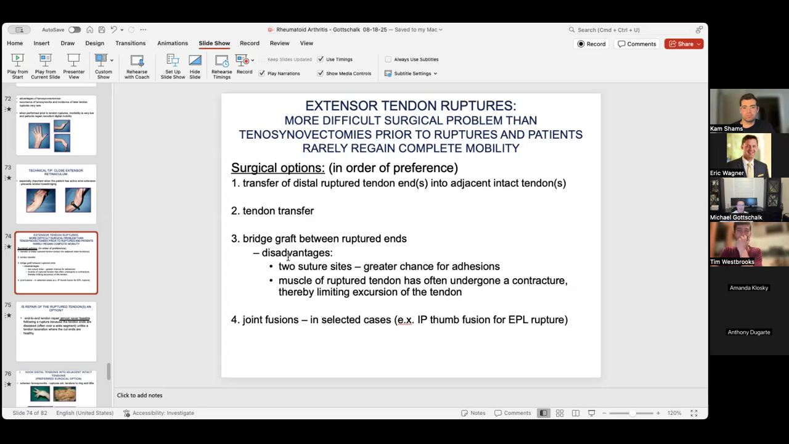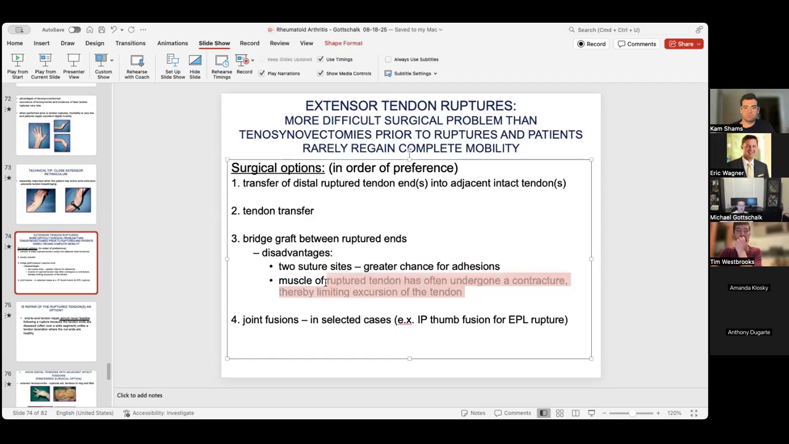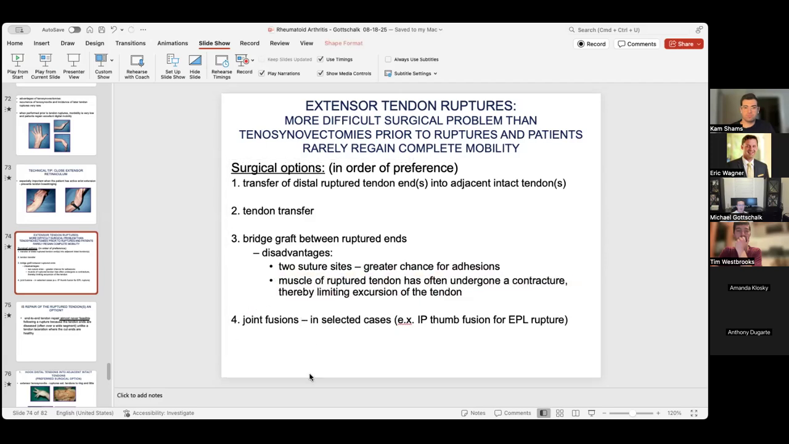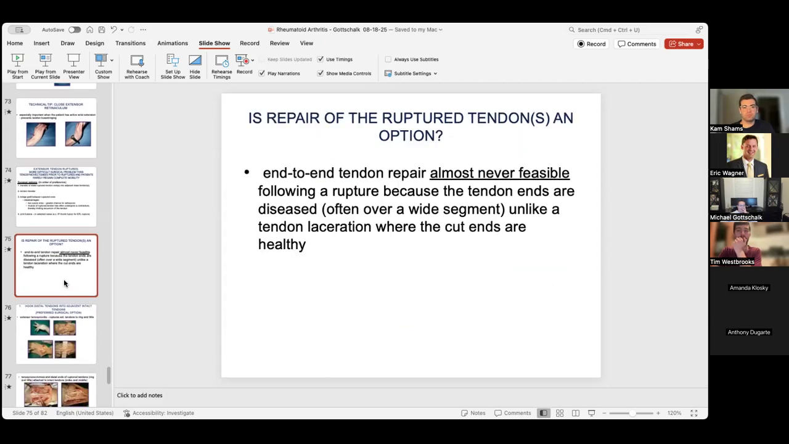With a bridge gap, so doing some sort of bridge grafting between the ruptured ends, you've got two suture sites, so you have a larger chance of adhesions. There are some issues with excursion, which can be problematic, but it can be done. Joint fusion is an option, but typically you mostly consider it for the thumb. You don't really consider it for any of the other fingers. We don't often think about repairing anything that's been atretic or attenuated dramatically because it's not feasible, often because the excursion is so large that you can't overcome it.